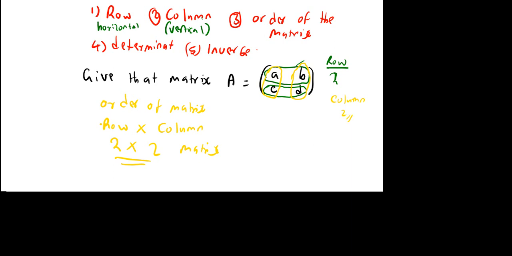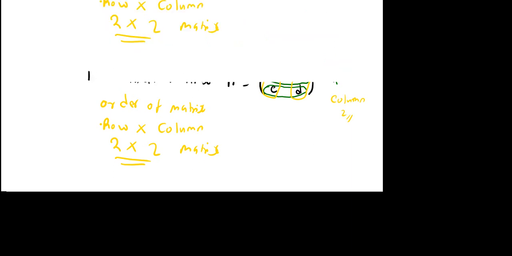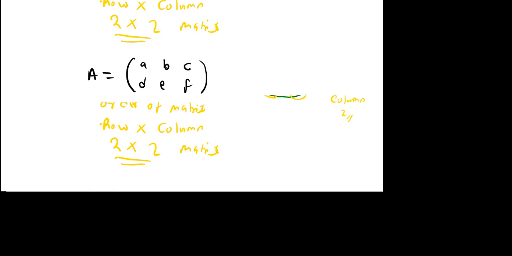What if a matrix looks like this? Let me bring in another matrix. Let's say matrix A looks like this: a, b, c, d, e, and f. We start by understanding which ones are the rows. I'm going to use the green color still. This is your row, and that one is also your row. How many rows do we have? You have got 2.